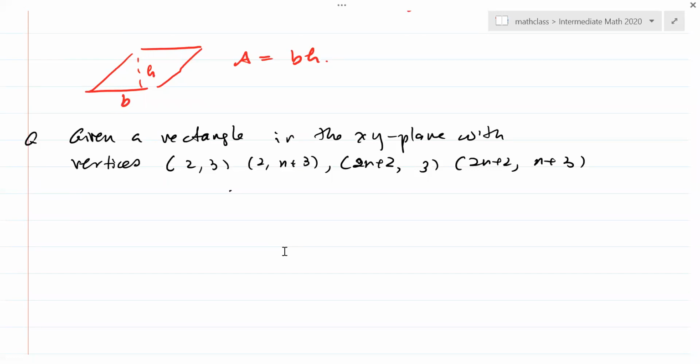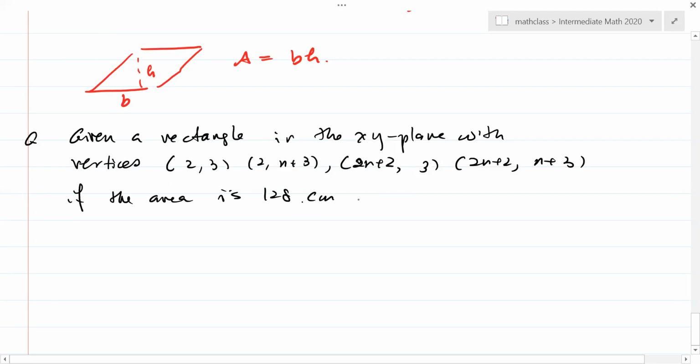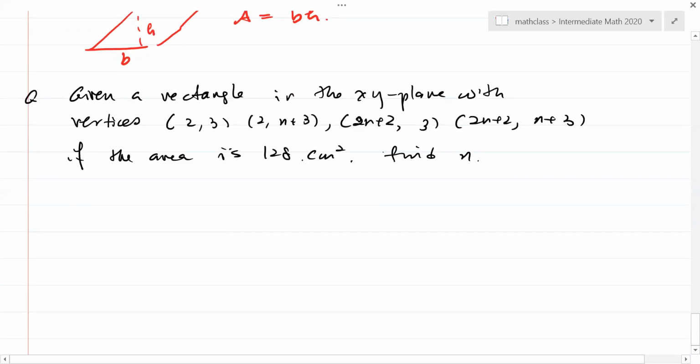We want to find out, if the area of this rectangle is 128 square units, then find n. So you want to choose the n so that you get this area.